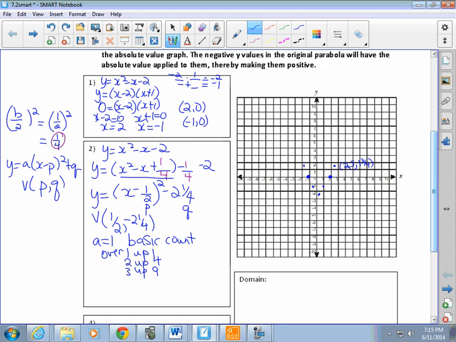This side, I'm not going to worry about that side. My next point here, I guess I should do those. So if I was at, my vertex was at 1/2, if I go over 1, okay, that one's there, so I don't need that one. So I got those. I don't know if I need to do any more. If I go over 3, 1, 2, 3, and up 9. 1, 2, 3, 4.